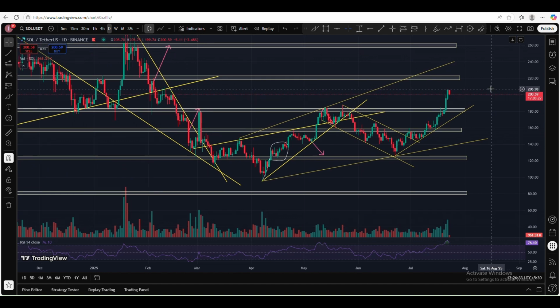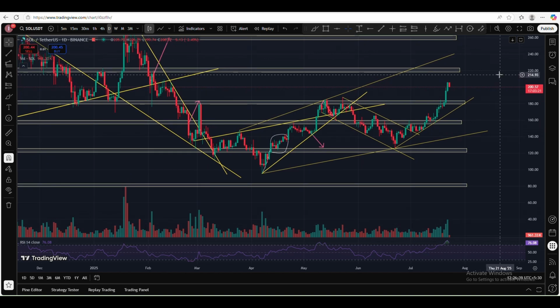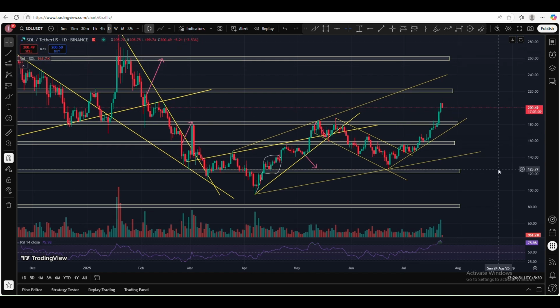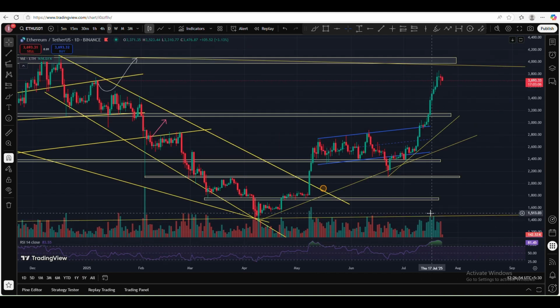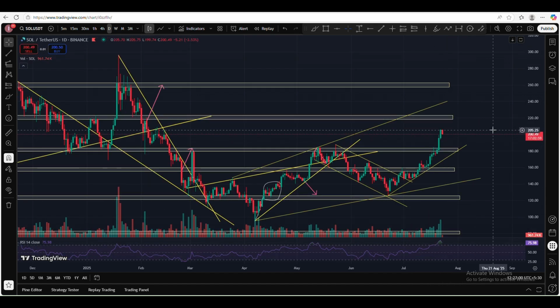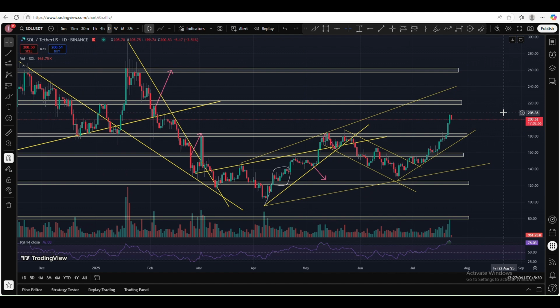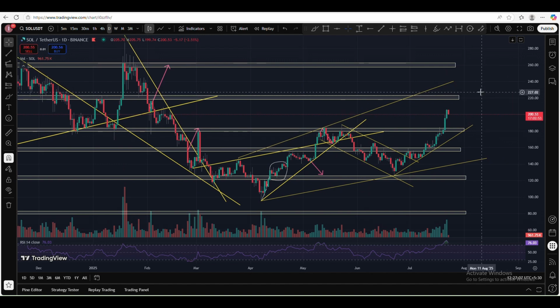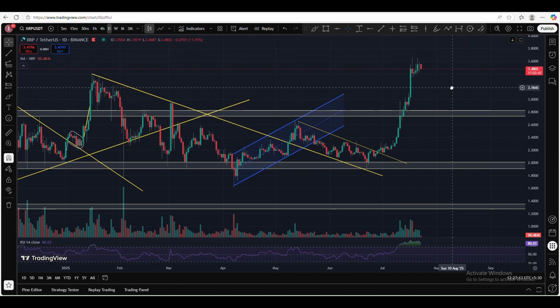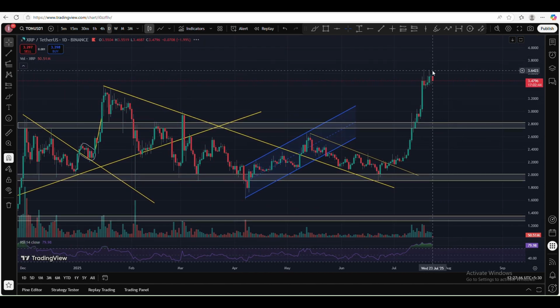Solana is going up, and we can see Solana volume is increasing while Ethereum volume is decreasing. Solana volume increase is not a trading opportunity. Next, XRP is at the all-time high.